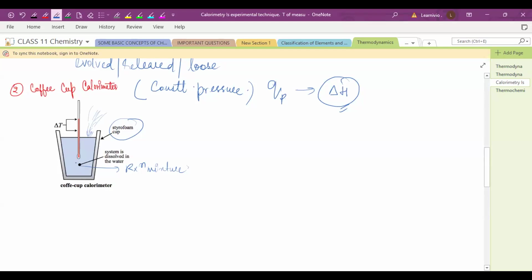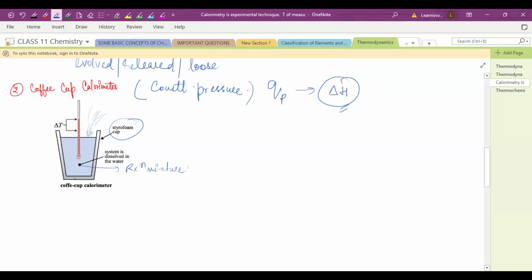Because the thermometer is dipped inside the reaction mixture, it will read the heat change before the loss of heat. This is an open system, so heat will be lost easily, right? Because the thermometer is dipped inside, it will monitor the heat change before the loss happens.